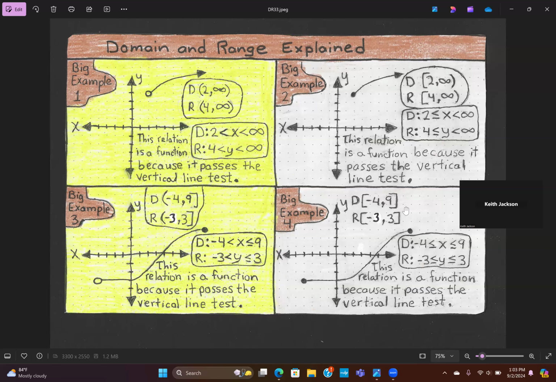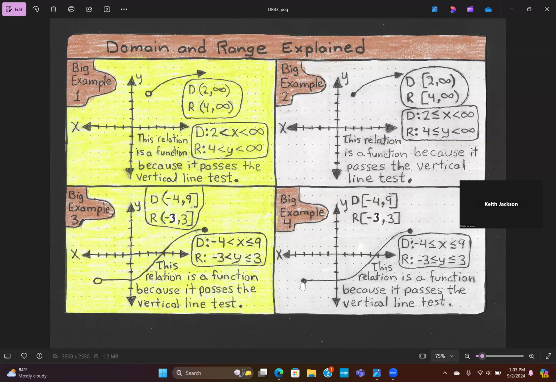And then we can go on to big example 4, and we can really deepen our understanding of it, because see, right now we have two brackets instead of parentheses, right? And here's why: because we have a shaded circle here at -4, and we have a shaded circle here at +9 for our domain value. Let me repeat that again.